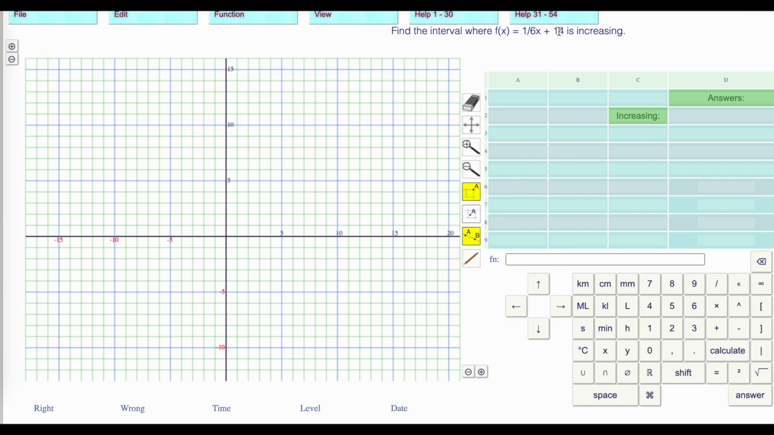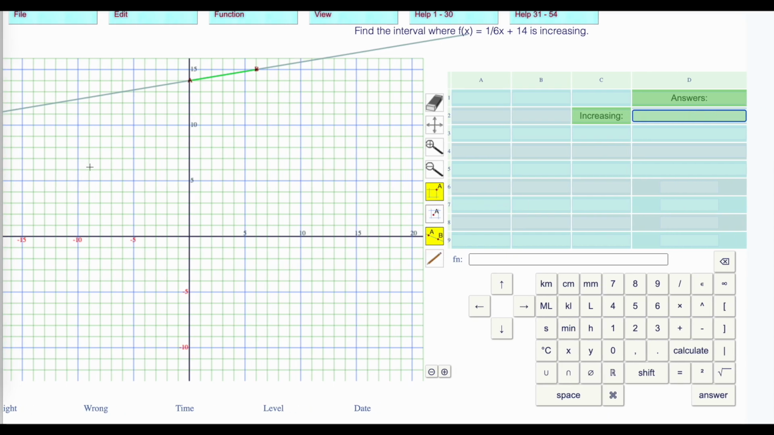F of x is 1/6 x plus 14. The slope is over 6, up 1. When is it increasing? It's always increasing. When x is between negative infinity and positive infinity. The easier way of saying that is when x is a member of the reals, and then we press answer to see if we're right.